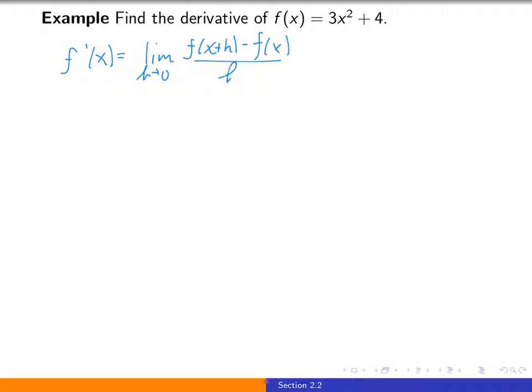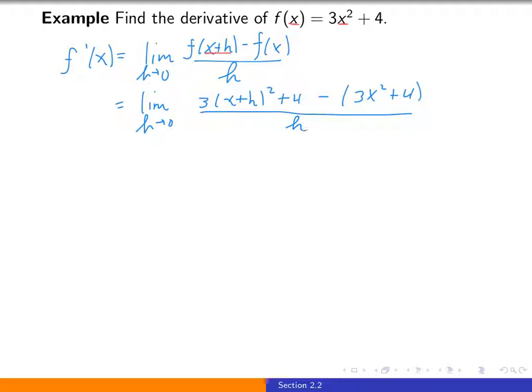f of x over h, and the first thing we need to do is take care of the function evaluation, f of x plus h. Our function is defined so that wherever we plug in for x, it becomes 3 times that quantity squared plus 4. The quantity we're plugging in is x plus h. So f of x plus h is 3 times the quantity x plus h squared plus 4. And then we are subtracting away the entire function f of x, so we're subtracting away the quantity 3x squared plus 4, and this is all divided by h.